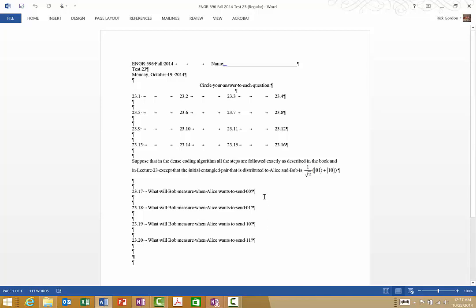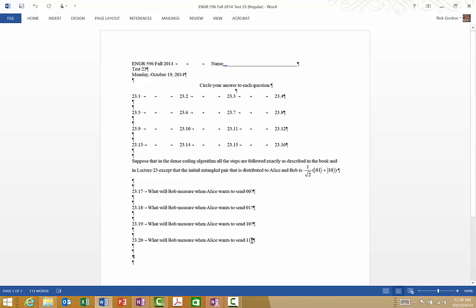And the answer turned out to be, for this first one, when she wants to send 00, Bob will measure 01. And when she wants to send 01, he will measure 00. When she wants to send 10, he will measure 11. And when she wants to send 11, he will measure 10. In other words, in every case, his first qubit will agree with the first bit that Alice wants to send, but the second qubit will be exactly the opposite, the complement of what she wants to send.